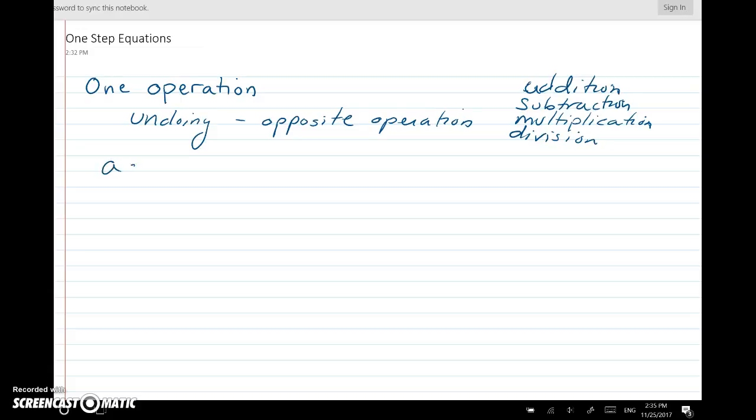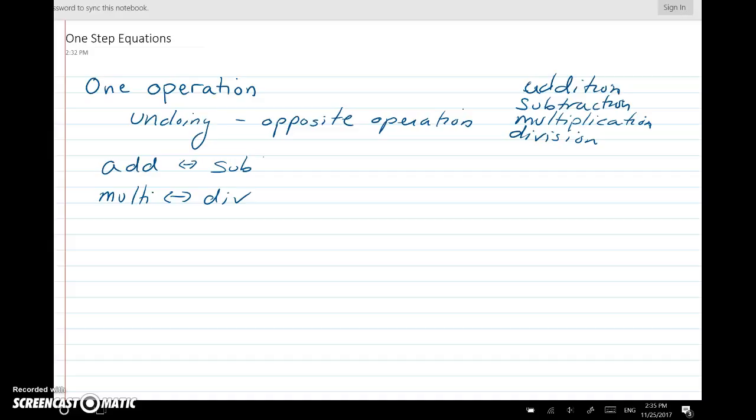So let's start by talking about what are opposite operations. So the opposite of addition is subtraction, and the opposite of subtraction is addition. That's why I made the double-sided arrow. Multiplication is the opposite of division. So we're going to use the opposite operation to help us solve for a variable.